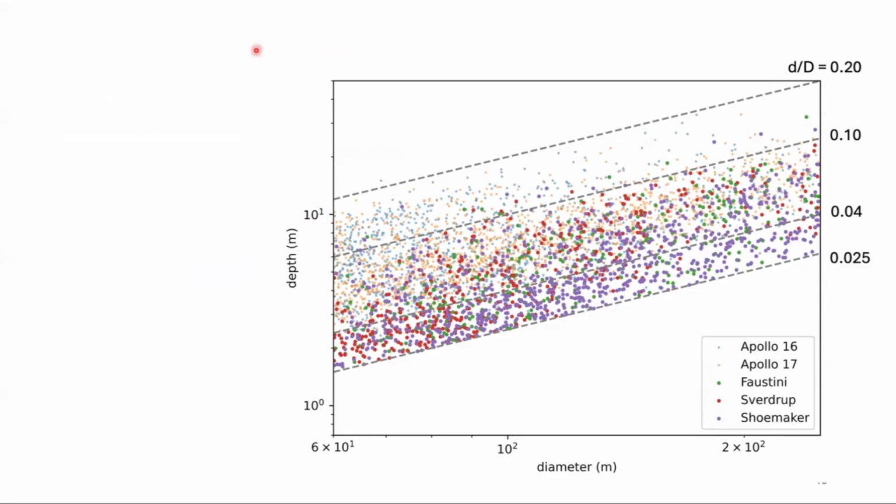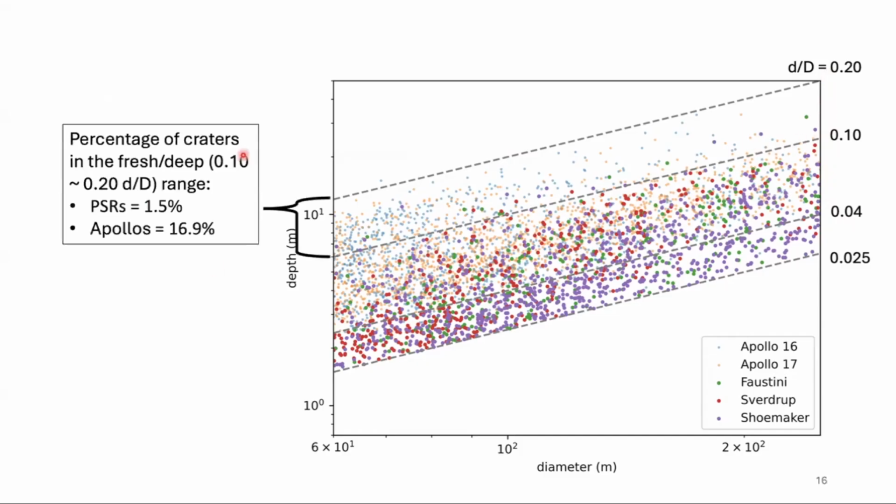So what we're looking at is depth on the vertical axis and diameter on the horizontal axis. These dashed lines represent a constant, it's log. So we're looking at a constant depth to diameter value. These dashed lines, which are labeled here. Below this is where a crater should disappear, and above it is where it spends most of its lifetime. And in this upper region here would be where you should find fresh craters. The faint, smaller markers are the Apollo sites, and the larger, bolder markers are the PSR craters.